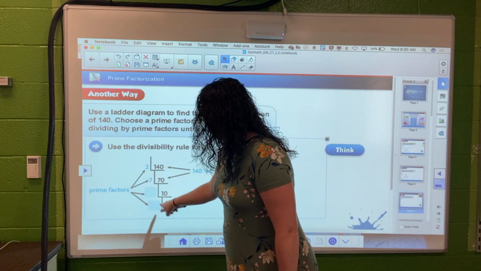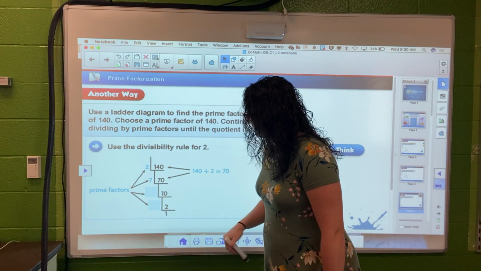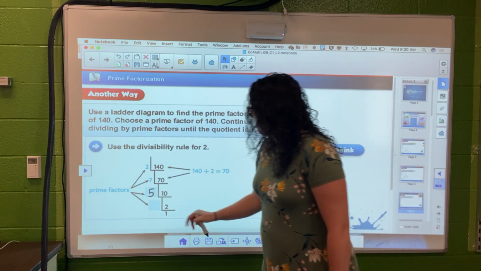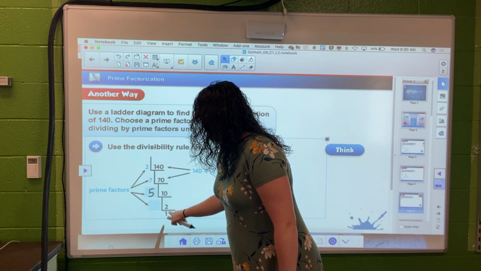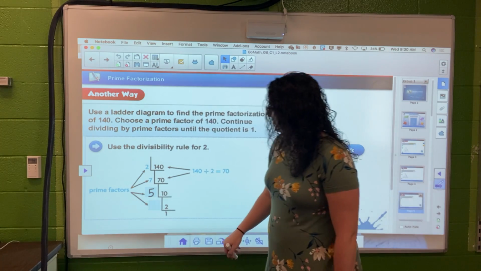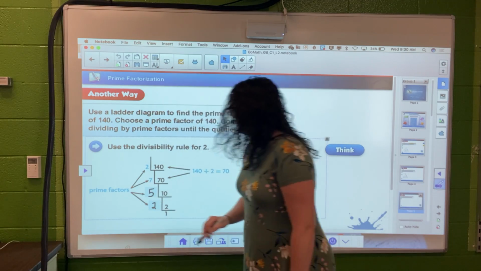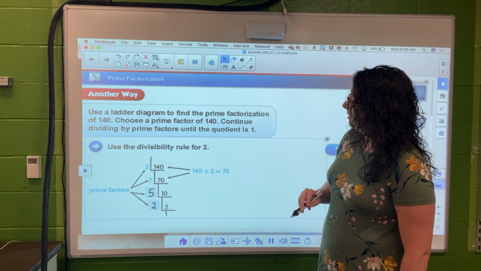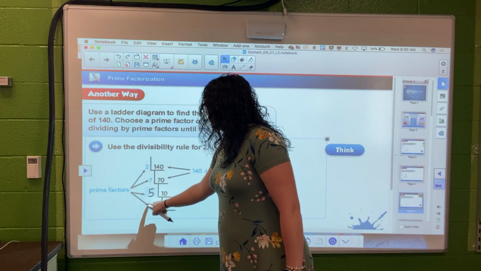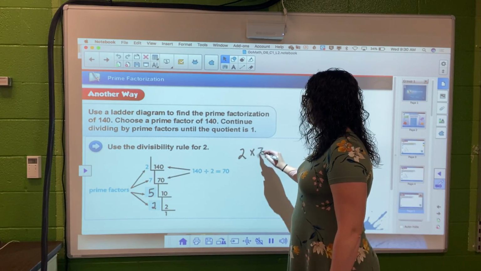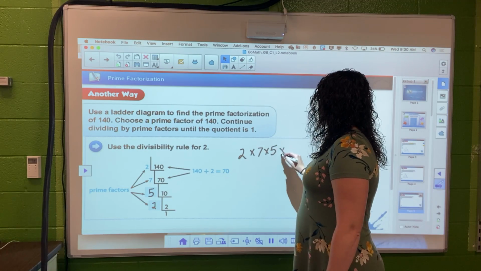Now we need what times 2 is 10. That's where we're putting our 5. 5 and 2 is 10. Then we need to look at what are our factors of 2. 2, 1 times 2 is 2. So our prime factors are all along the side here. 2 times 7 times 5 times 2.